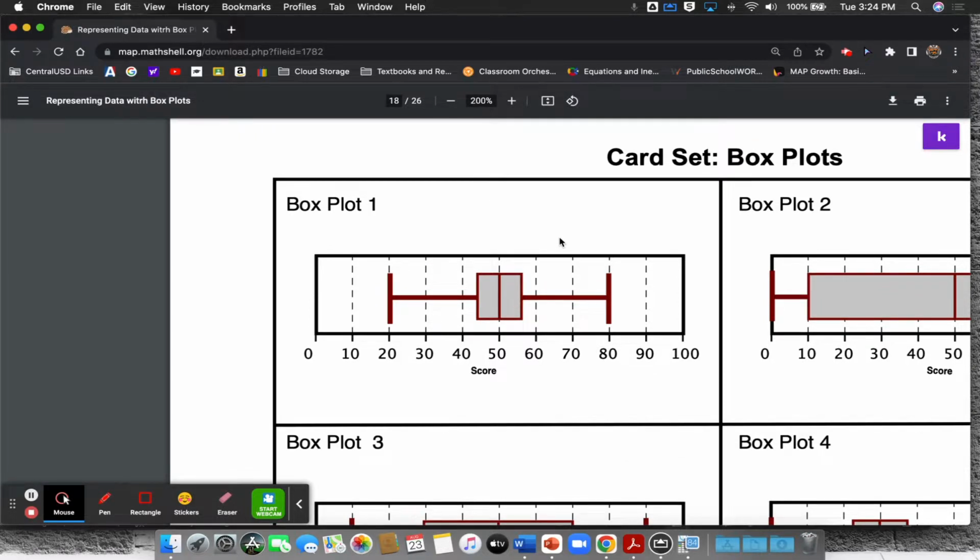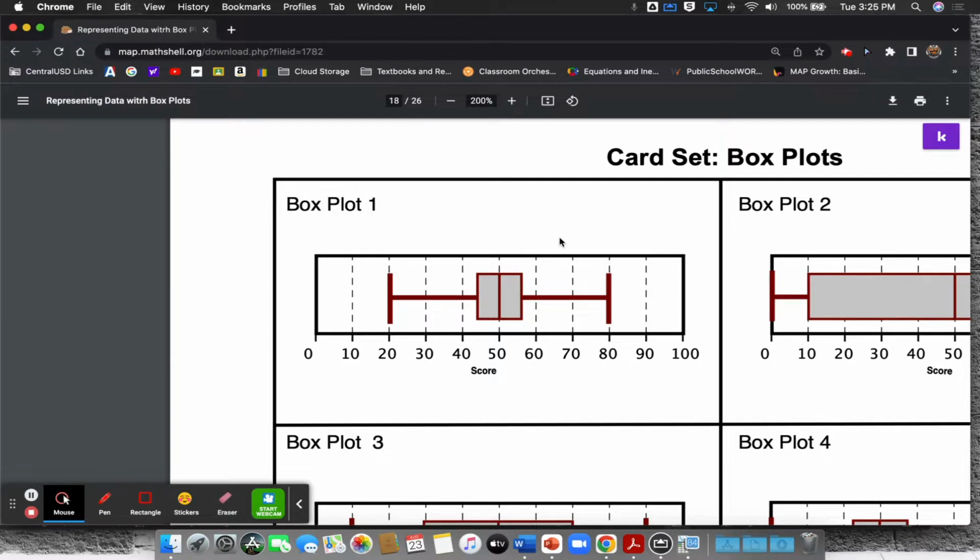Look at number 1. Tell me about number 1. Well, okay, so what do you mean by symmetrical? Because we have 3 different types of symmetrical, right? So where are the high bars? Where are the low bars? Where are the medium bars? Where are all those?